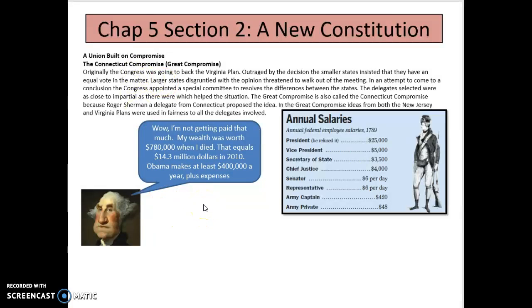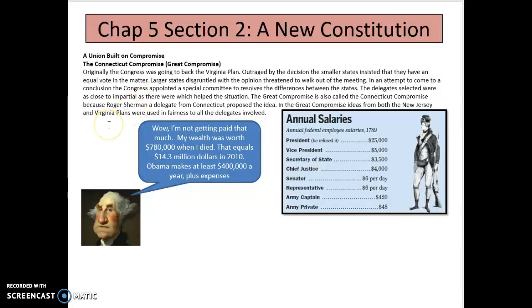Originally, the Congress was going with the Virginia Plan. Outraged by the decision, the smaller states insisted that they have an equal vote in the matter. Larger states, disgruntled with the opinion, threatened to walk out of the meeting. In an attempt to come to a conclusion, the Congress appointed a special committee to resolve the differences between the states. The delegates selected were as close to impartial as they could find to help the situation.